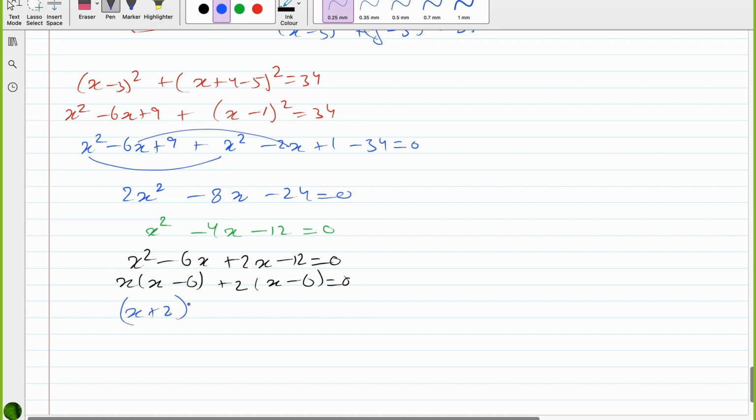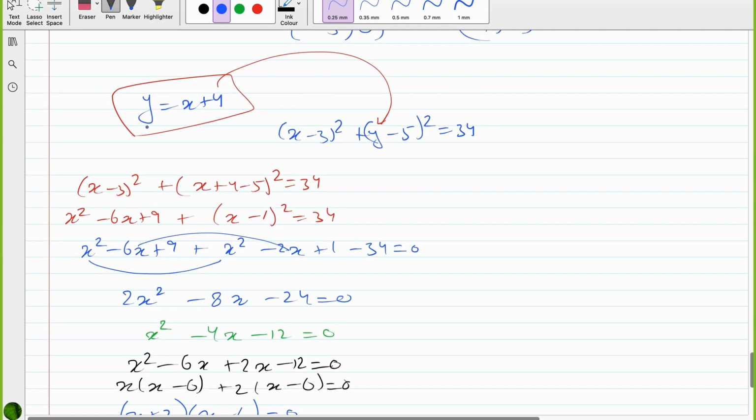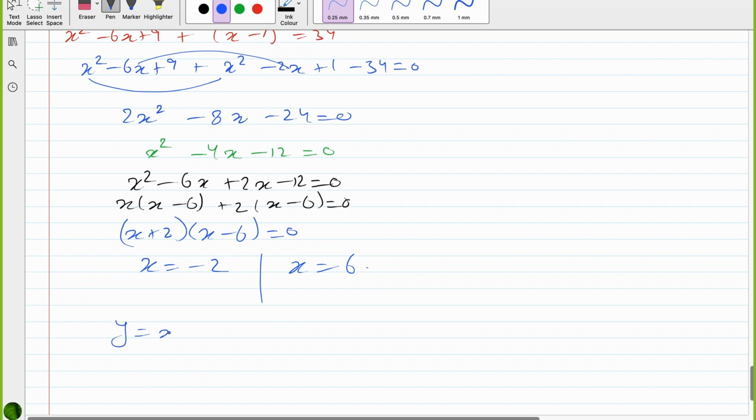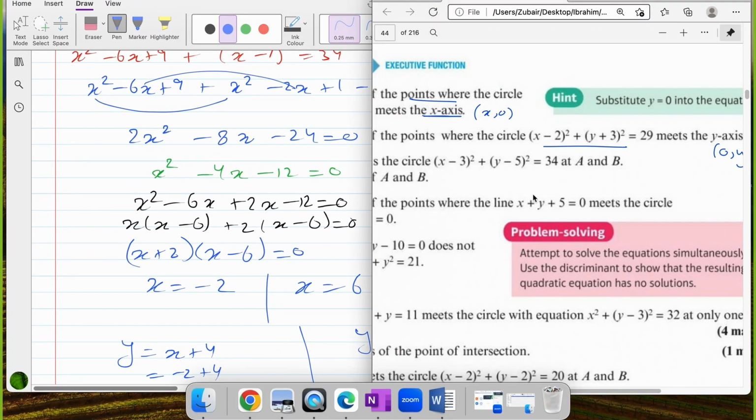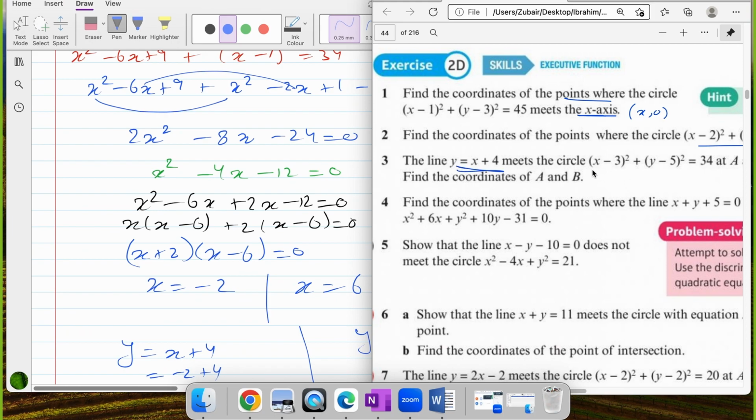And x plus 2 is the first factor, x minus 6 the second factor, so x is equal to minus 2 and x is equal to 6. We started with y is equal to x plus 4. So y is equal to x plus 4, when x is minus 2, y is 2, so minus 2 comma 2. Let me say this is A. And y is equal to x plus 4, 6 plus 4 equals 10. So that is x 6 and y 10. Let's say this is B. So these are the coordinates of A and B where the circle and straight line intersect.